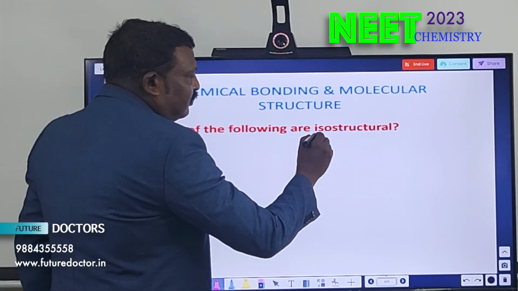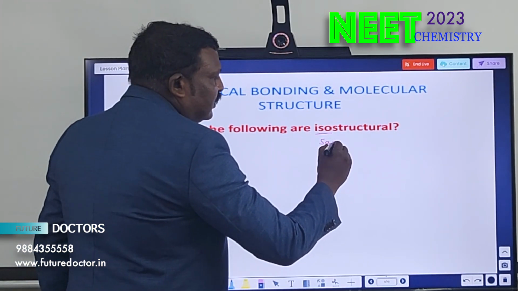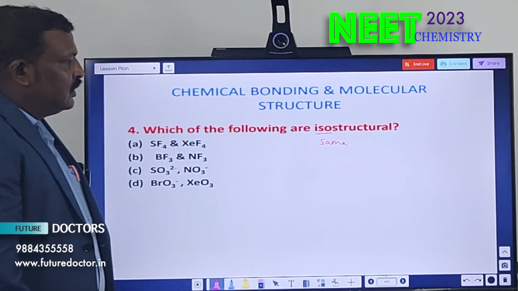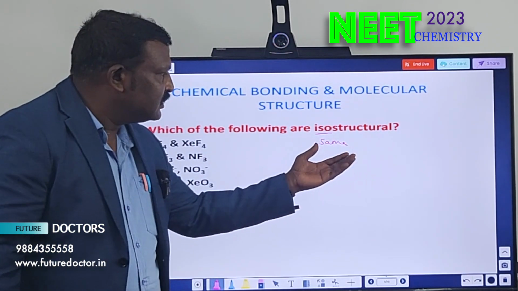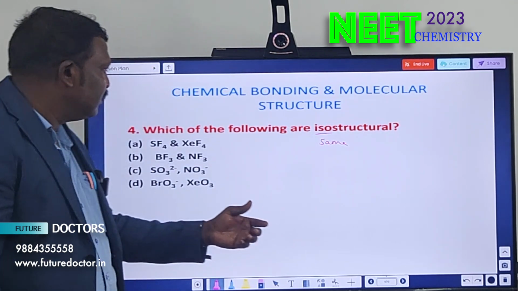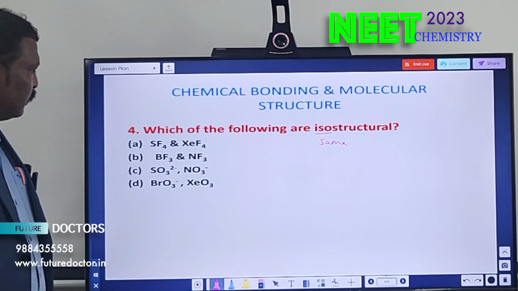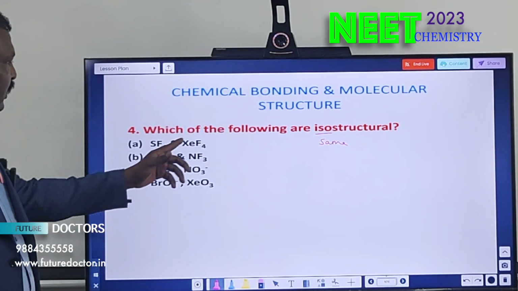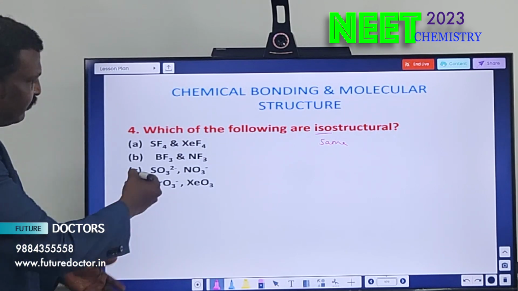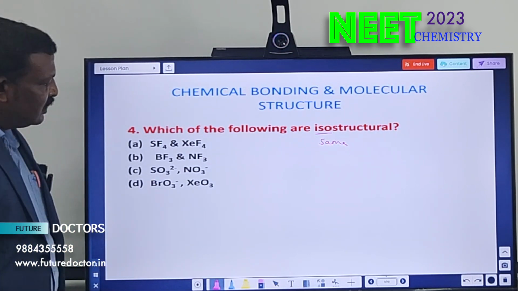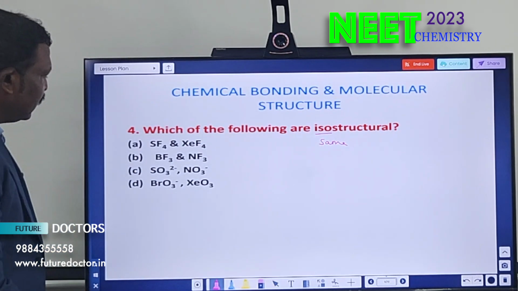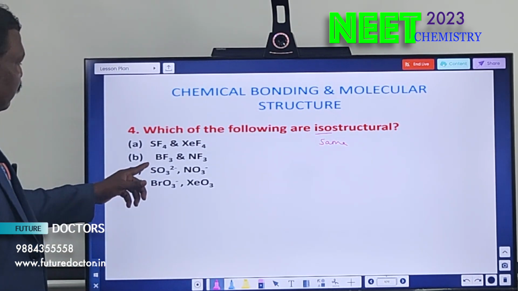Iso means same. Understood? Iso means what? Same. So simply remember: same geometry, same number of electrons, same hybridization. This is called isostructural. So here I'm going to find out which compounds have the same structure. So same number of electrons. If we get the same number of valence electrons, automatically they are isostructural. Each and every one we have to find out.